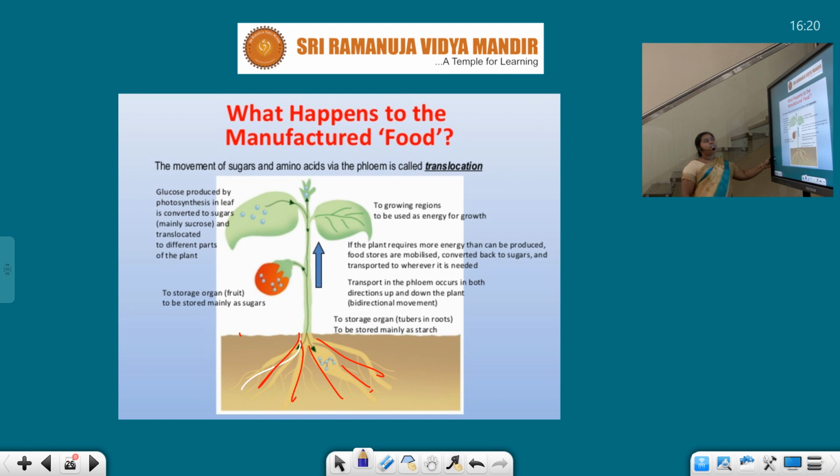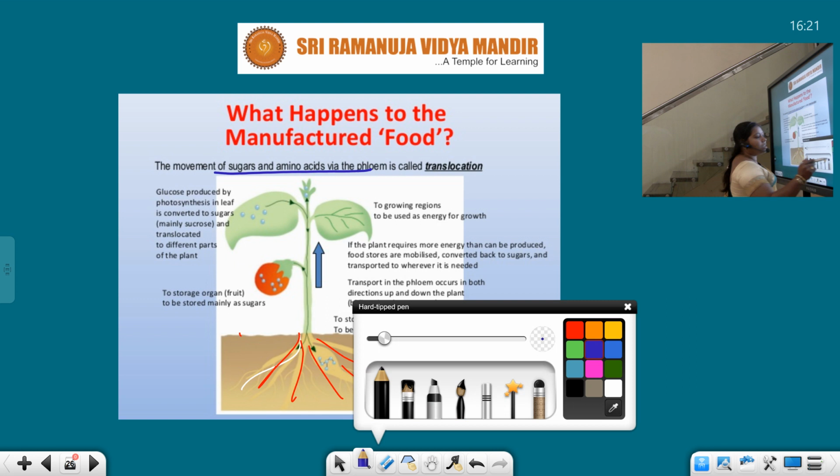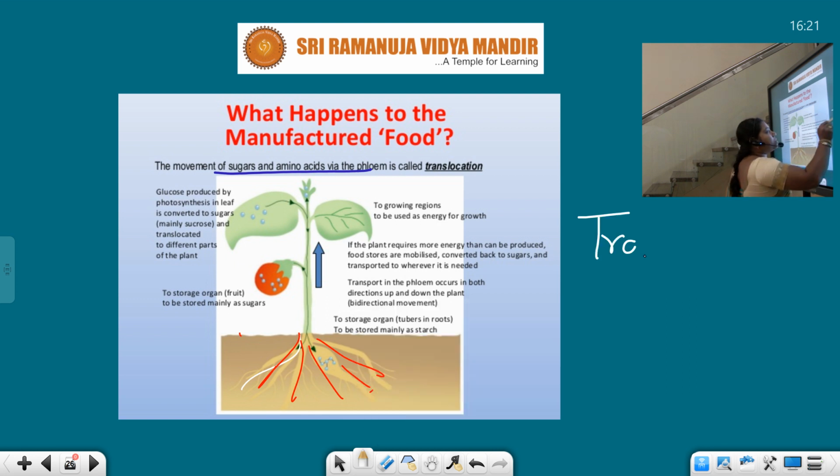Next, what happens to the manufactured food? So far we have been discussing how food is synthesized in the plant. Now let us see the next step, that is, what happens to the manufactured food. The movement of sugars or amino acids by the phloem is translocation. The food flow from the leaves to the different parts of the plant occurs by means of a special process, that is translocation.